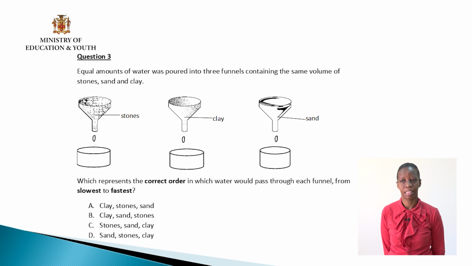So this is the answer we're looking for. Clay would be the slowest because the particles in the clay soil are finer than those in sand. And of course, if you ever put some stones together, you'll see that you have a lot of space between the stones, and so the water would flow out faster through the stones. So the correct order is clay, sand, stones.